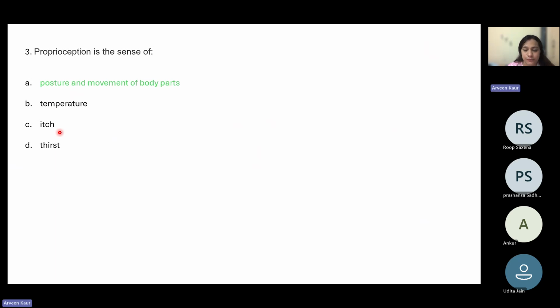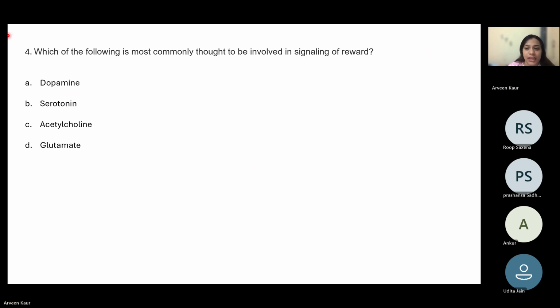So it is posture and movement of body parts, right? So it is the ability to sense the posture as well as movements. Then which of the following is most commonly thought to be involved in signaling of reward, right? Is it dopamine or serotonin or acetylcholine or glutamate?